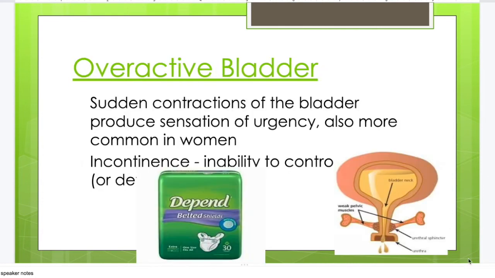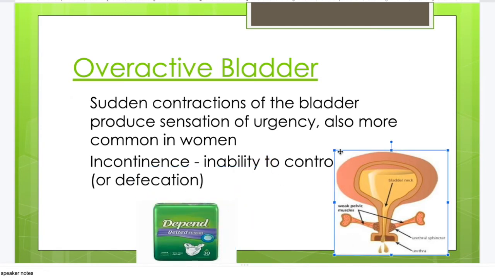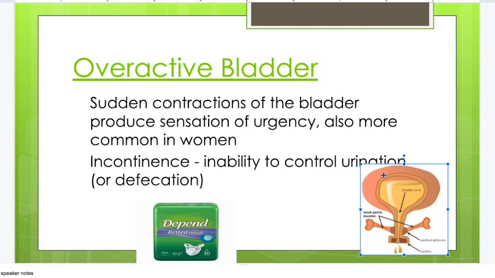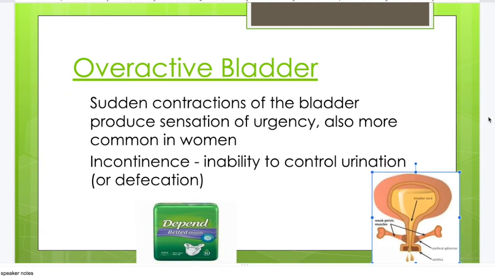Next we have an overactive bladder. Okay, let me move these so we can see everything here. With an overactive bladder, because the bladder is a muscular sac, there are going to be sudden muscular contractions of the bladder that will produce a very urgent feeling of having to urinate.